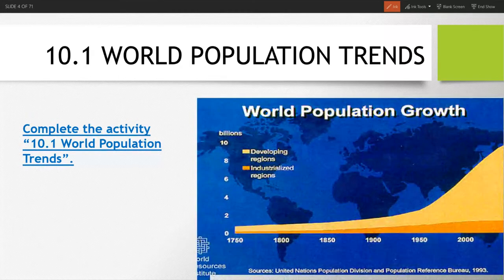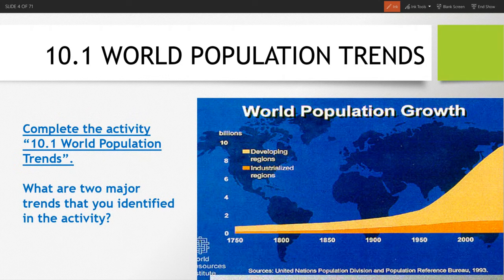So here we have an activity, 10.1, World Population Trends. You can take some time to pause the video and take a look at that activity, complete it. And when you do so, there are really a couple of main things this activity wants you to deal with, and that would be trends that exist in world population over time.